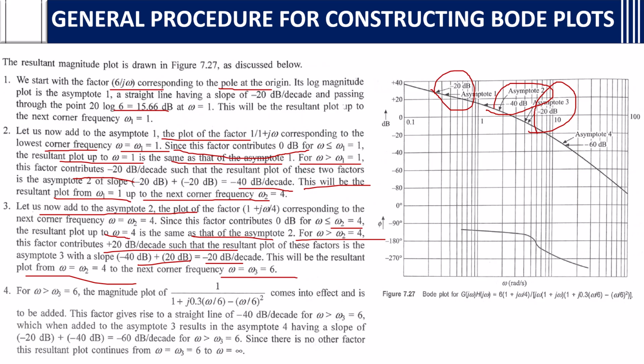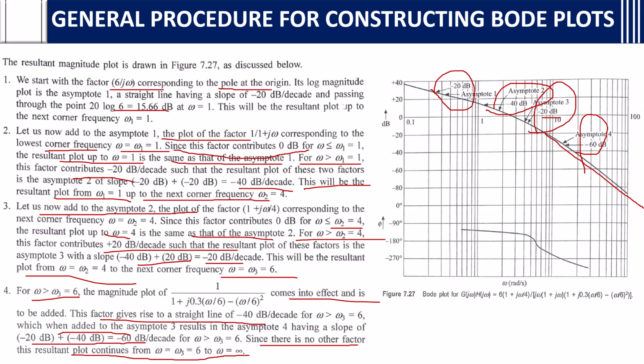When omega is greater than omega 3, that is equal to 6, the magnitude plot of this factor comes into effect and is added. So this factor gives rise to what? Minus 40 dB. When added to asymptote 3, which is minus 20, minus 20 plus minus 40, you are left with minus 60 dB, asymptote 4. Since there is no other factor, the resultant plot continues to infinity, till infinity it continues like this only.